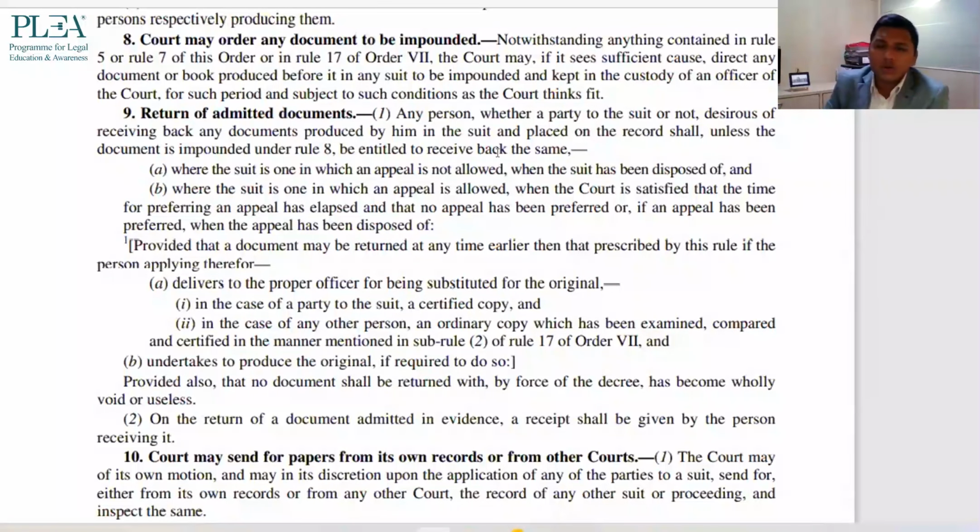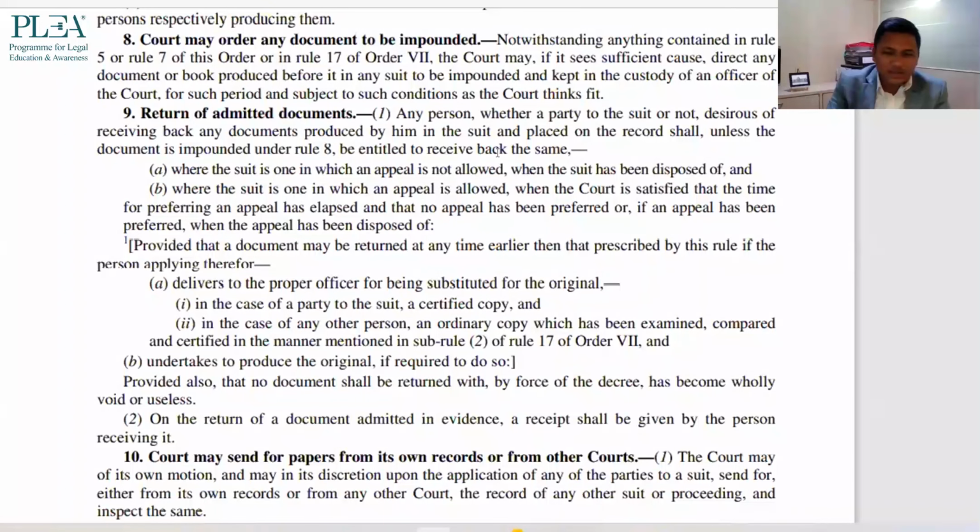So here the original documents are impounded by the court, or not impounded. If they are impounded, then they cannot be returned. But the documents which are produced before the court and admitted, and on the basis of that admission the suit came to be decreed, if you want the documents back, then subject to certain conditions, subject to the pendency or dismissal of the appeal, you can ask for the documents back.